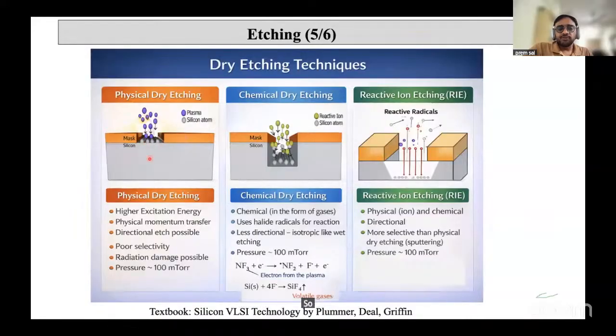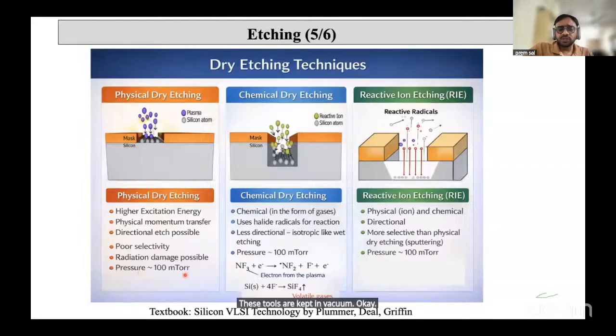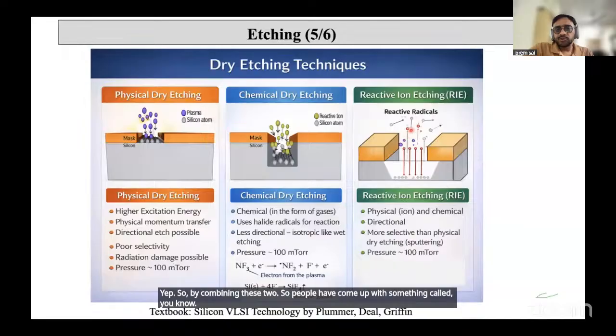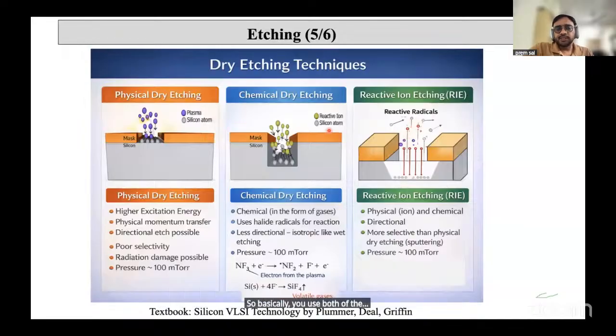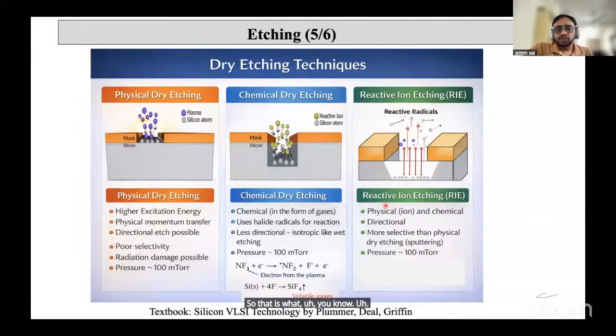Here, with physical etching, you hit with a heavy atom with higher acceleration, which will lead to a lot of damage. In respect to all this, most of these tools are kept in vacuum, almost at 100 millitorr. By combining these two, people have come up with something called reactive ion etching. You use both the physical and chemical techniques to create a directional etch. That is what most of the industry uses.